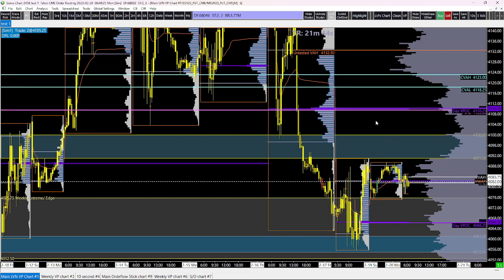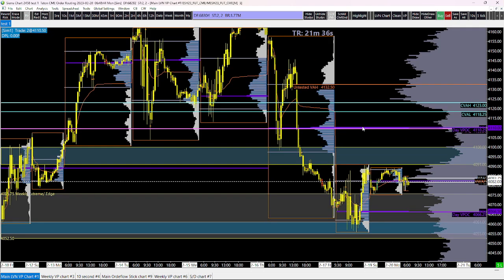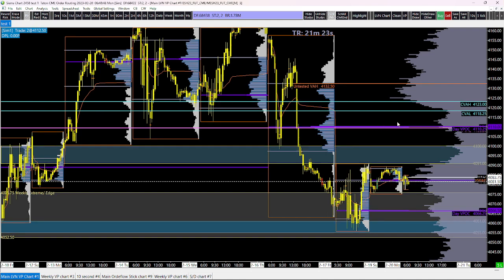But as you can see right here, we have a daily VPOC. This is where the most amount of volume at price was for Friday. And as we were dropping, price left behind this point of control. And when we leave points of control behind like this, they can act like magnets as price wants to return back to the most fair value.